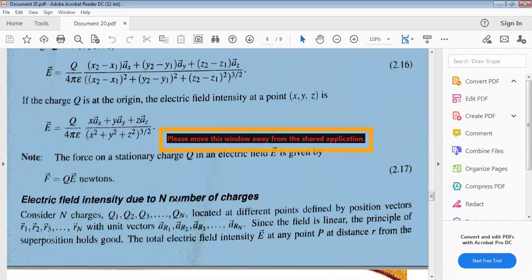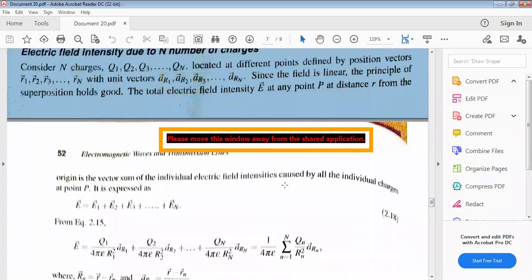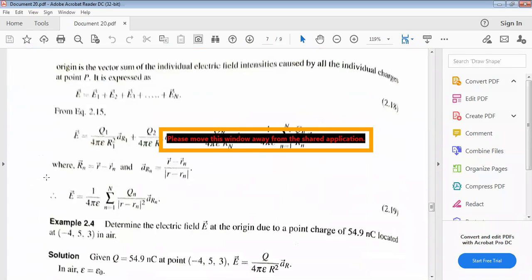Similarly, when we consider the electric field intensity due to n number of charges, it is also the same. It is the sum of the fields of all those charges, just like the superposition principle.